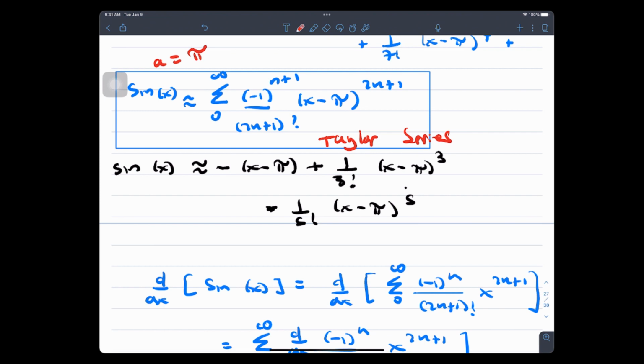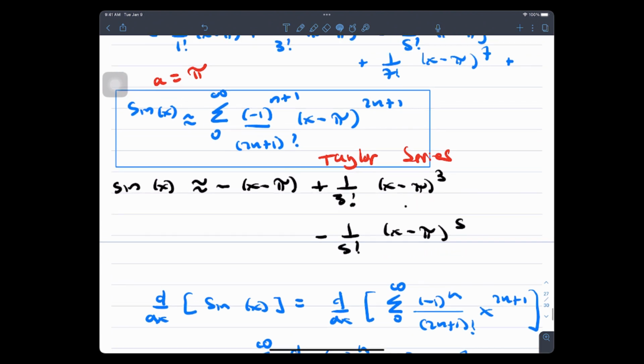It's a different polynomial. Oh, and I think I screwed up. Oh, no, I didn't. I'm fine. I didn't screw up. Sorry. I think I want to just write a nicer 5 factorial. Oh, good. Right here. It's okay.